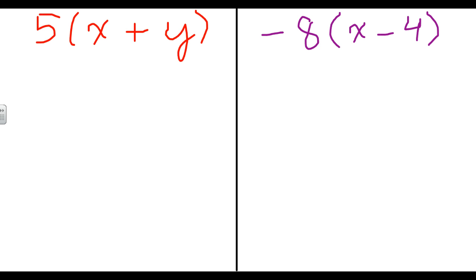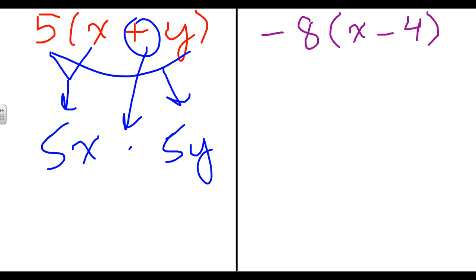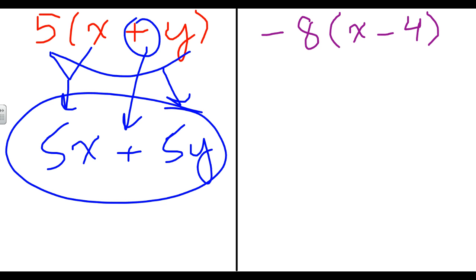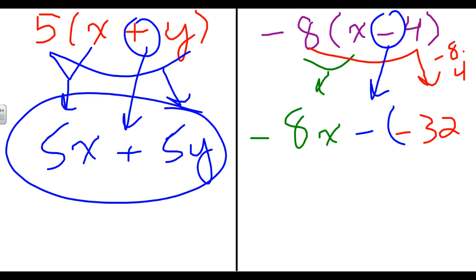So we've got, in the first one, 5 times the quantity of x plus y. That means there are 5 x's, which is 5x. There are 5 y's, which is 5y. And we maintain that addition sign, so it's 5x plus 5y. And for the one on the right, we have negative 8 times x, negative 8 times 4, which is negative 32. And we keep the subtraction sign.